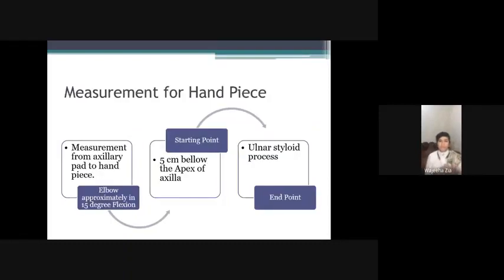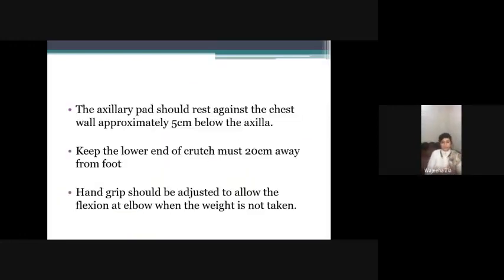And for the hand measurement, of course the arm length is not the same for all patients, so you have to measure it for each patient. For this measurement, the elbow must be in 15 degrees of flexion, because whenever a patient holds the grip of the axillary crutch, the elbow will be in 15 degrees of flexion. So measure it in the flexed position. Start from 5 centimeters below the axilla and end at the ulnar styloid. This is the ulnar styloid process of the hand.